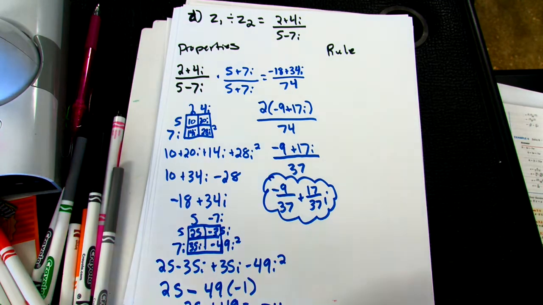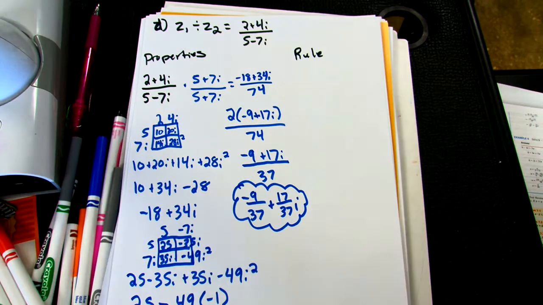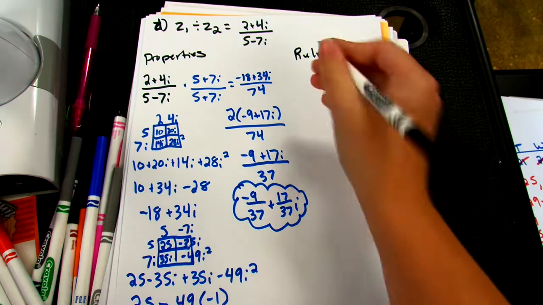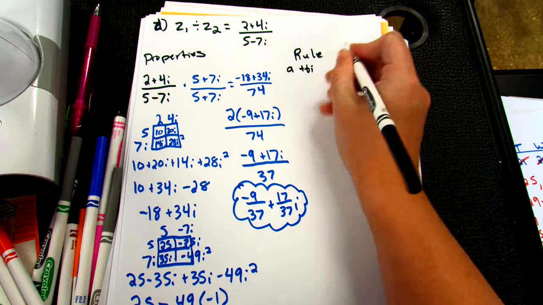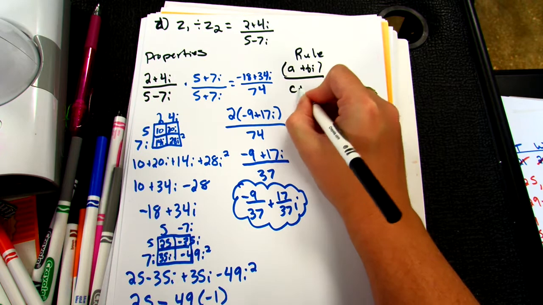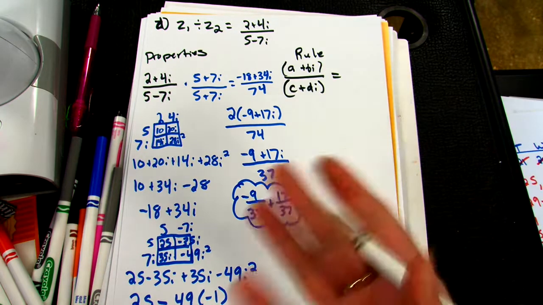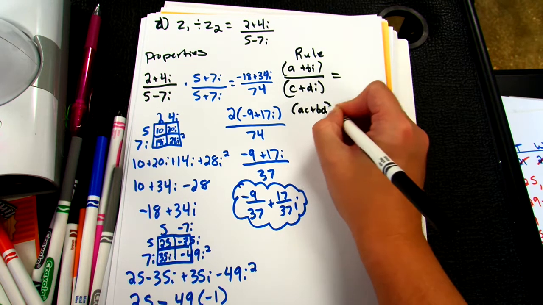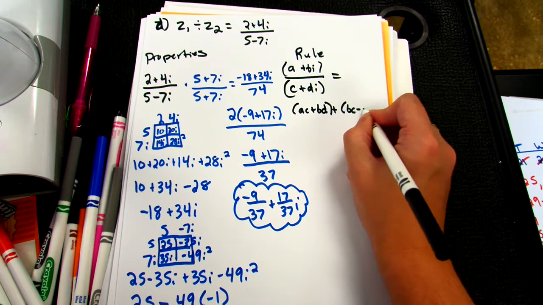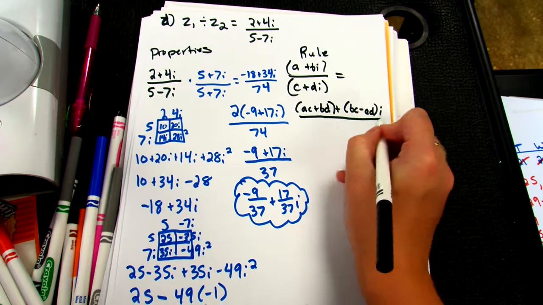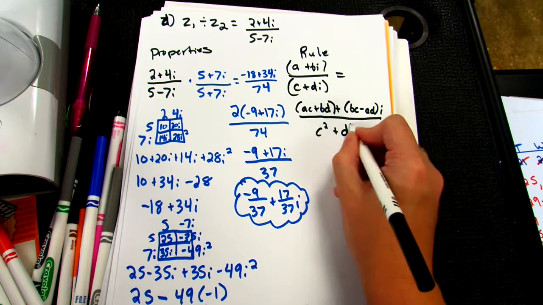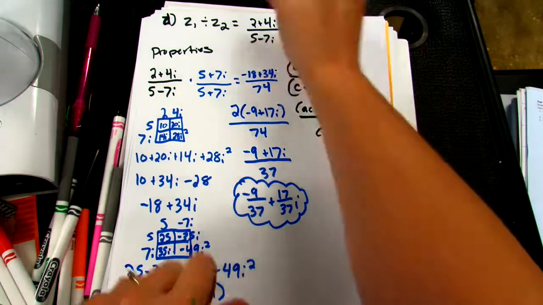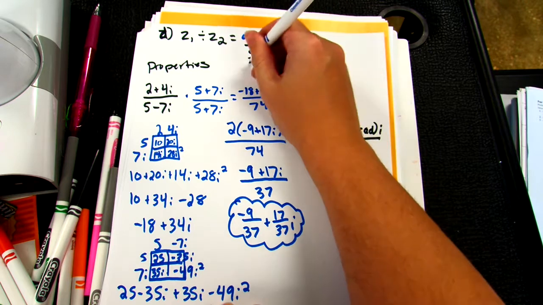Let's see if using the rule makes it any easier, okay? So the rule says if you have a plus bi over c plus di, you can use this rule: ac plus bd, plus (bc minus ad) i, all over c squared plus d squared. First things first, what's a, b, c, all that, okay? So here we go. Here's a, b, c, and d.